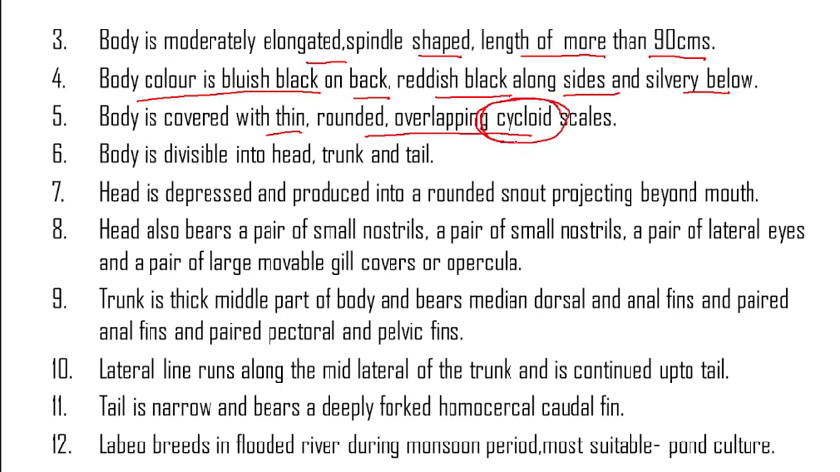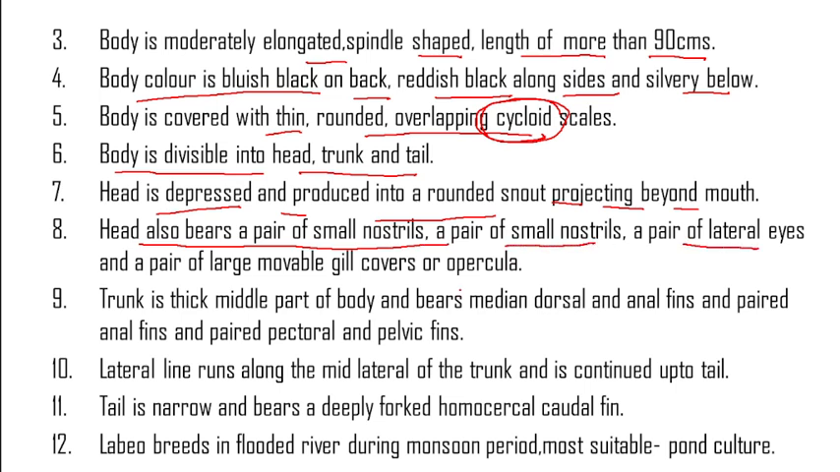Here cycloid scales are present, whereas we saw placoid scales present in shark. Body is divisible into head, trunk and tail. Head is depressed and produced into a rounded snout projecting beyond mouth. Head also bears a pair of small nostrils, a pair of lateral eyes, and a pair of large movable gill covers or opercula.